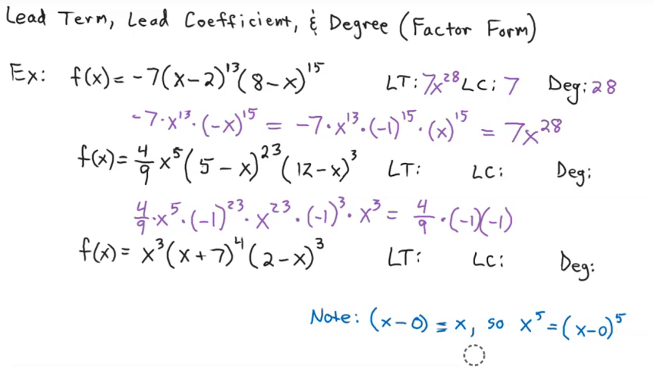And then we're going to take our x to the 5th and our x to the 23rd and our x to the 3rd, and we're going to add up 3 plus 23, that's 26, plus 5. 26 plus 5 is 31. So we're going to have times x to the 31st power. Now, negative 1 times negative 1 equals 1. And 1 times 4/9 equals 4/9. So that's 4/9 times x to the 31st power. Therefore, our lead term is 4/9 times x to the 31st power.